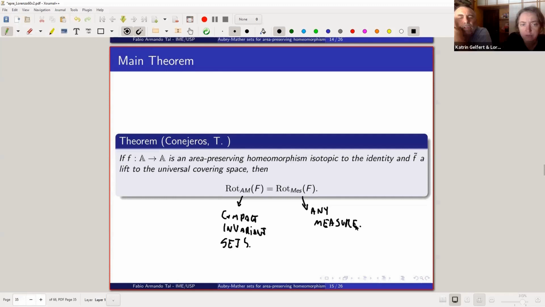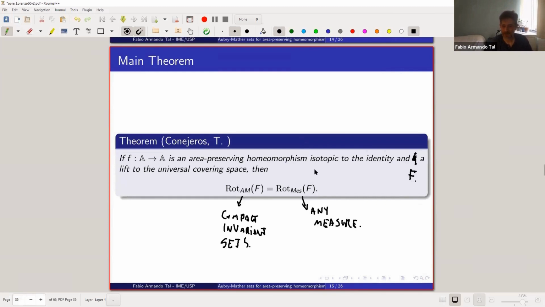So capital F is the lift? Capital F is the lift, or? I did not hear, Catherine, sorry. You write that tilde F is a lift to the universal covering space. That's the statement of the theorem? Oh, okay, sorry. Okay, no, this is capital F, yes. I mixed notations in the statement of the main theorem, sorry.